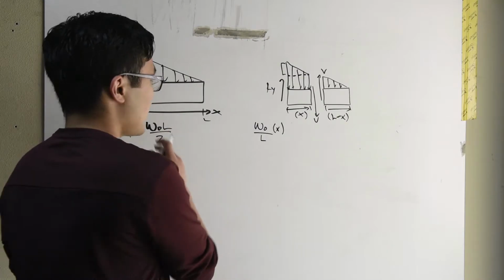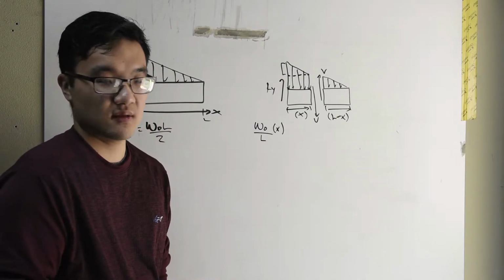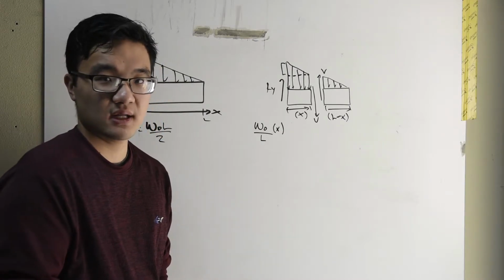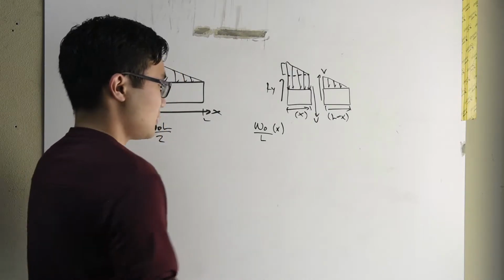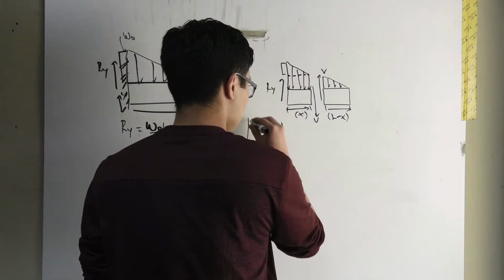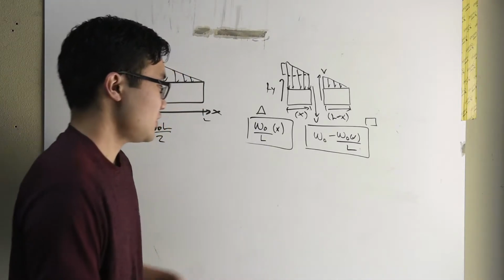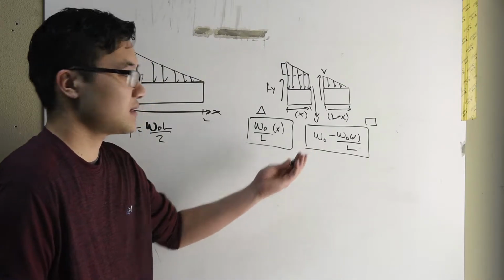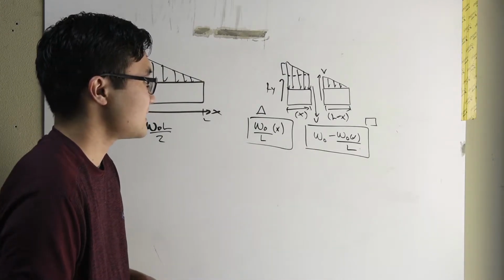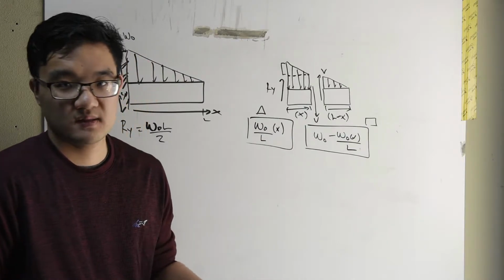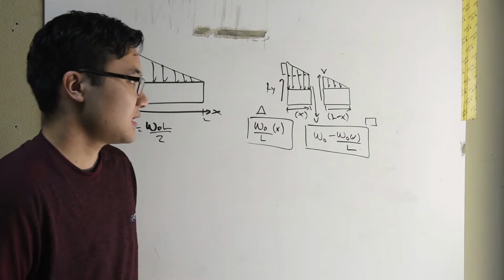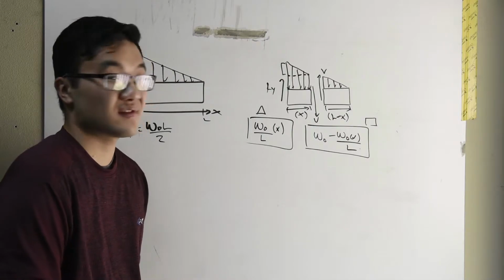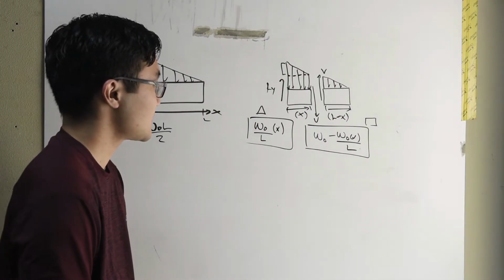So what does this mean for the rectangle? Well, we know that the rectangle's height is going to be 0 at x equal to L. But when x is equal to 0, the height of the rectangle should be W naught. So what do we get? Okay. Then we should get something like this: W naught minus W naught x over L. When x is 0, we get W naught. When x is equal to L, we get 0. So these are the expressions for the height of the distributed force.